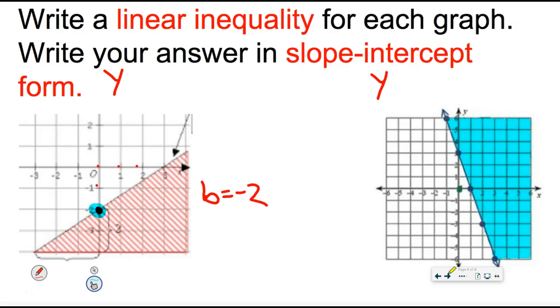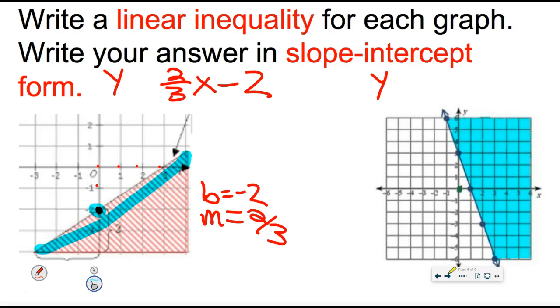It almost looks like that says 126, but it's a 3. Doesn't it look like it says 126? It's got to be a 3. So it's going up 2 over 3. So there's my 2/3 for the slope. So it's always y equals mx plus b. But there's shading, which means you need a less than or a greater than. Correct? We need a less than or a greater than, and we're below. And is that dotted or solid? Solid. That's solid, so I better do less than or equal to.